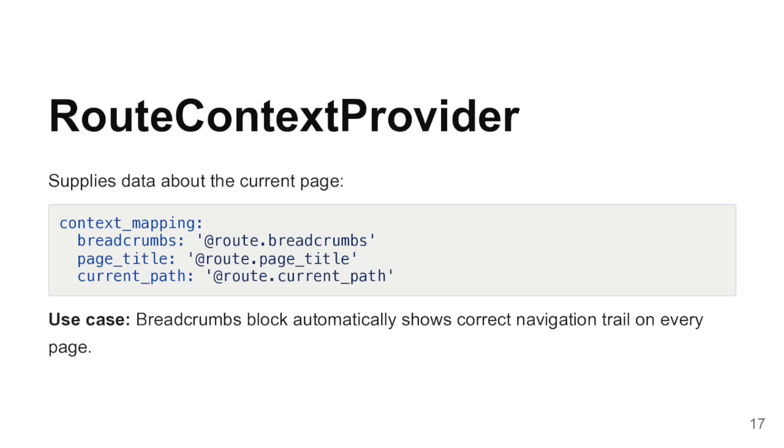The root context provider supplies data about the current page. It provides breadcrumbs, the full navigation trail from home to current page, title, the current page's title, current path, the URL path. Let me show you how this works in a component definition. In the breadcrumbs component YAML, you'll see a context mapping section. This tells Drupal, when rendering this component, get the breadcrumbs data from the root context provider. The component receives proper breadcrumb data automatically. No editor input required. This is how the breadcrumbs block can show accurate navigation on every page without any configuration.